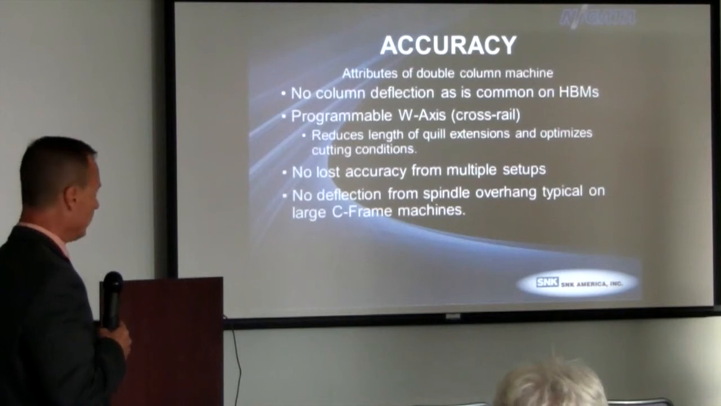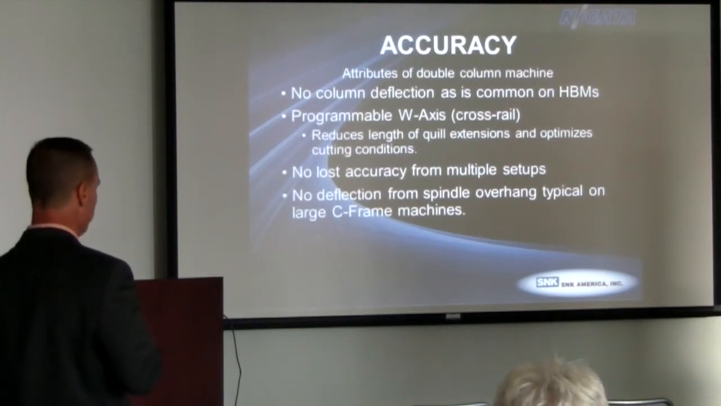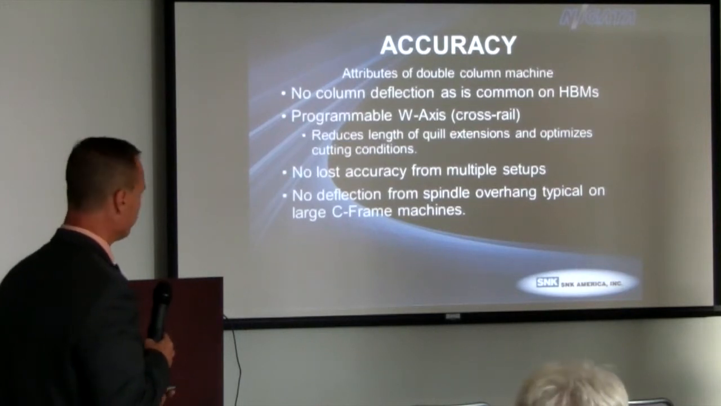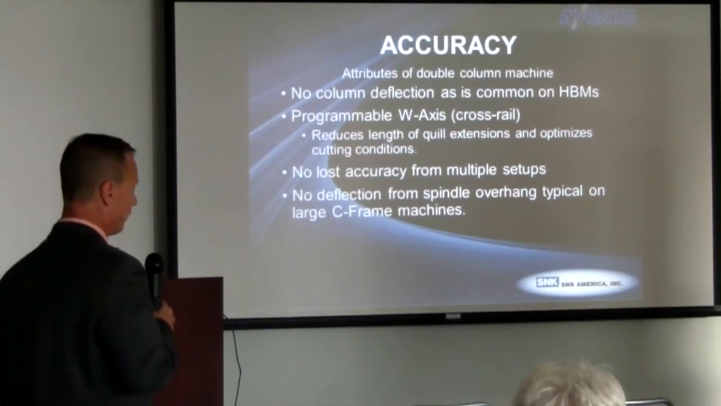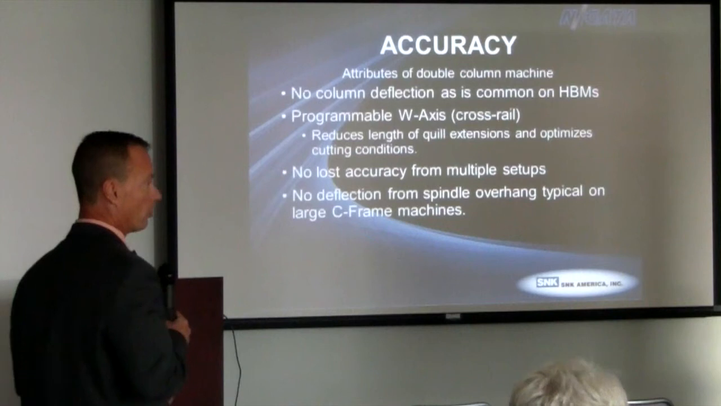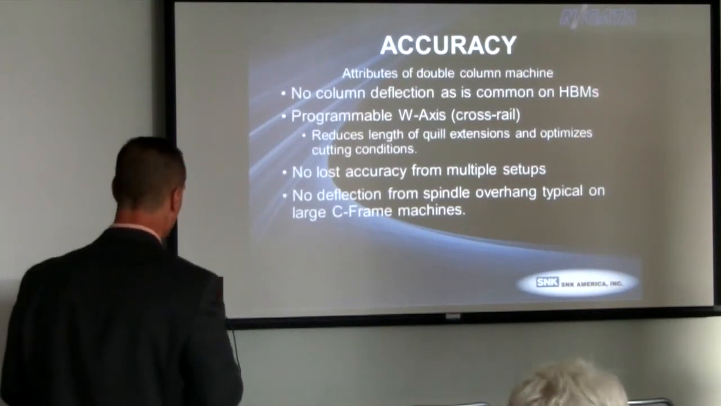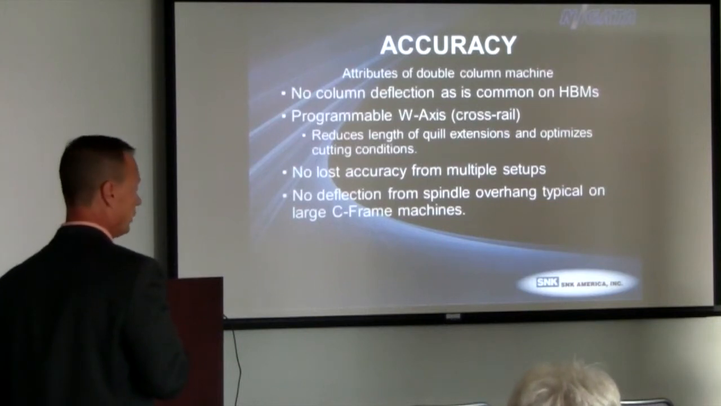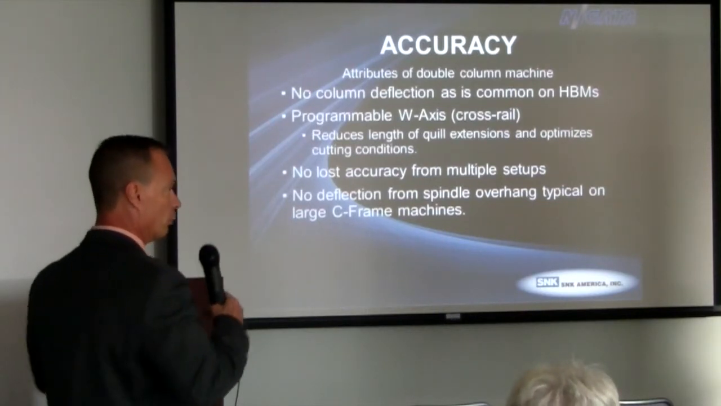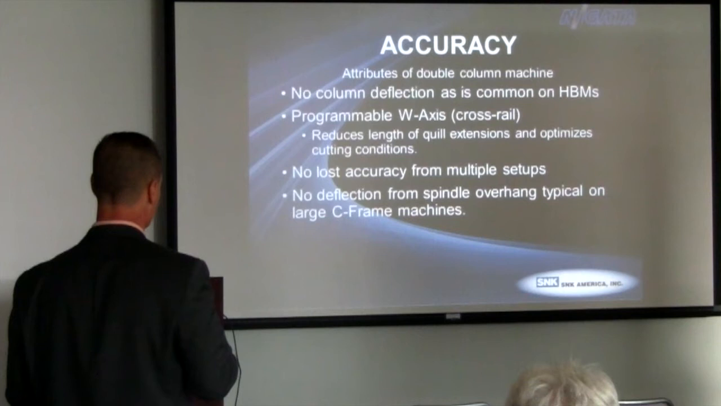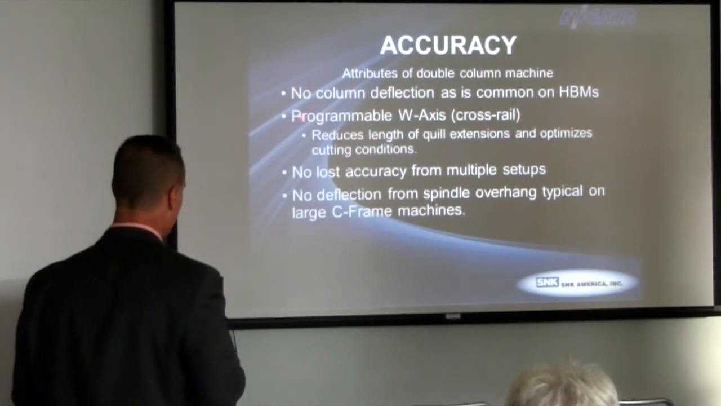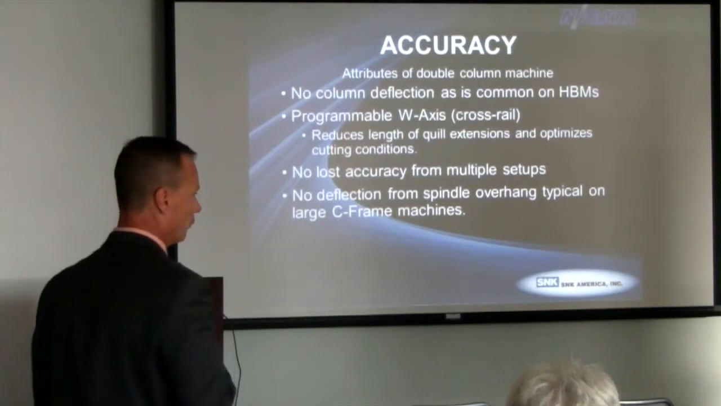Since we're a double column and we have a cross rail, the first two points are that we don't have to worry about losing cutting capabilities when we extend out, because now we can position the tool with a very short projection as close to the workpiece features as possible. How we do that is, there's no column deflection because we have the double columns, and we can move the rail to the parts. The rail is the W axis, a cross rail. In our case, our cross rails are fully programmable.